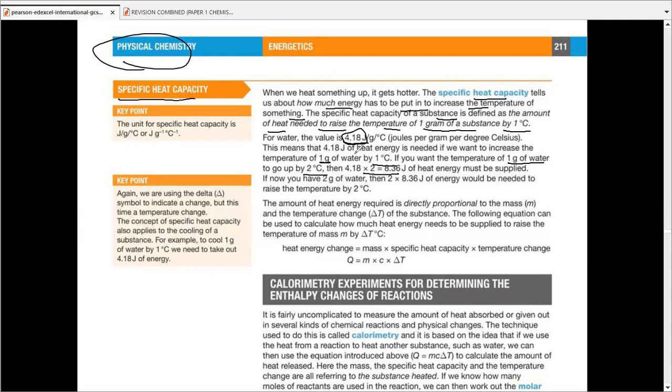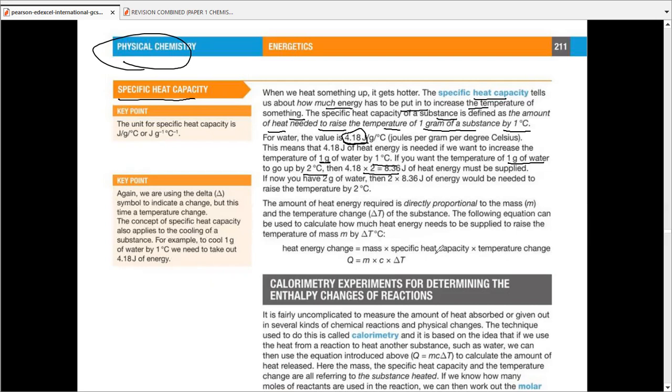Again, we are using the delta symbol to indicate a change, but this time it's a temperature change. Concepts of specific heat capacity also apply to cooling of a substance. For example, to cool 1 gram of water by 1 degree centigrade, we need to take out 4.18 joules of energy. So it's the same amount we require to increase the temperature of the substance or to decrease it. All right, makes sense?